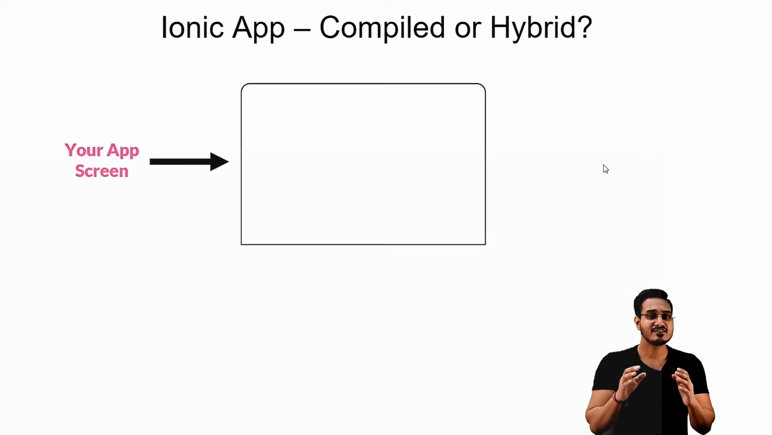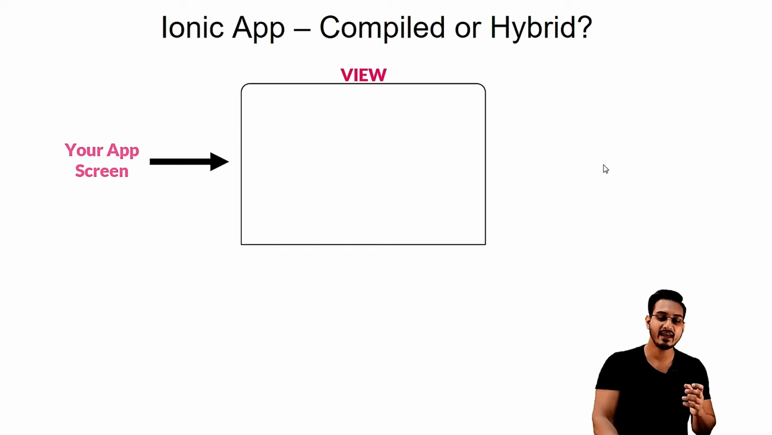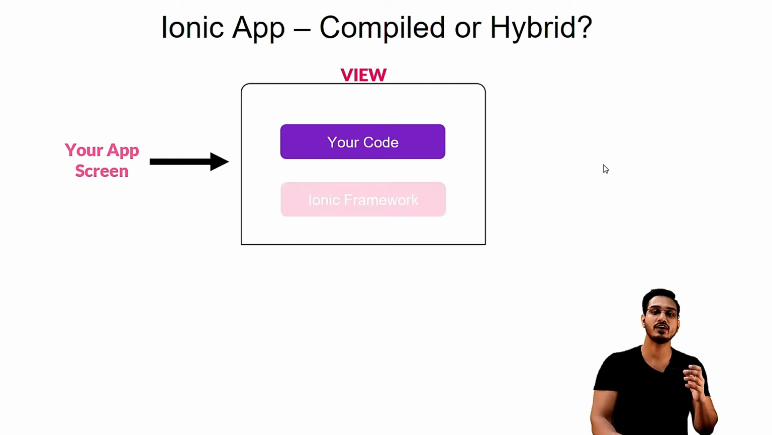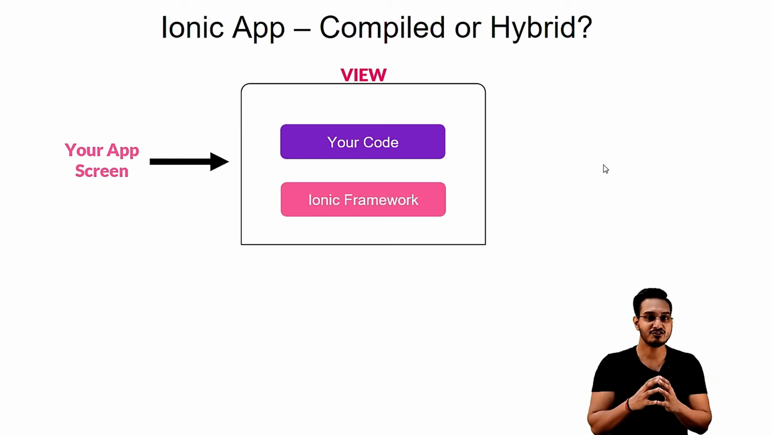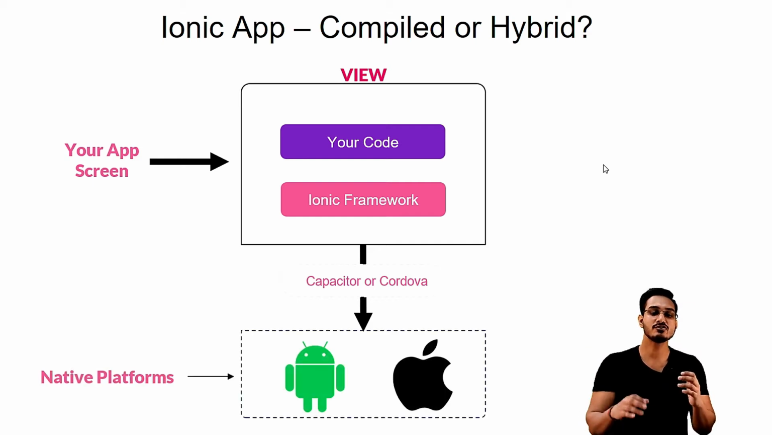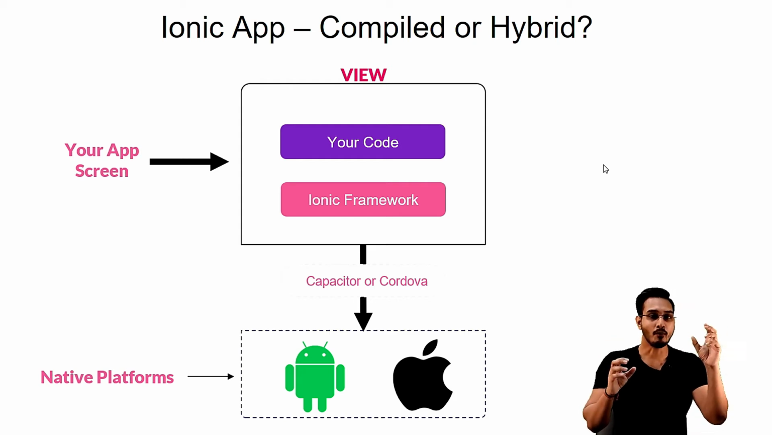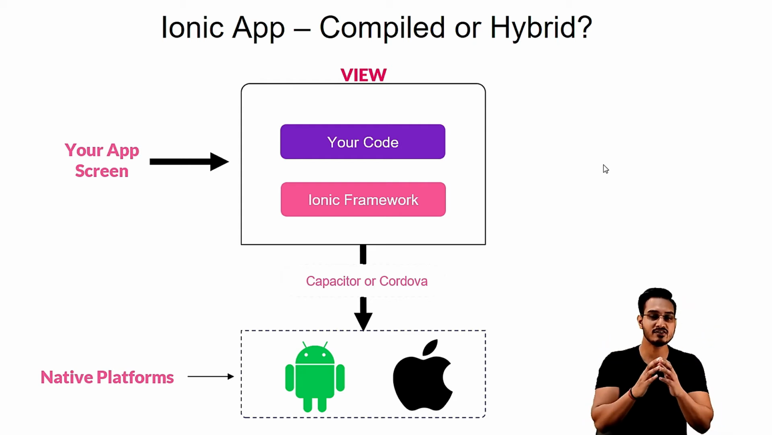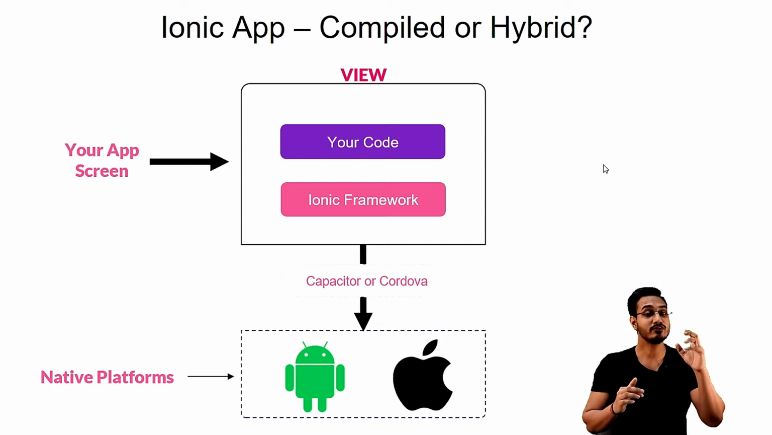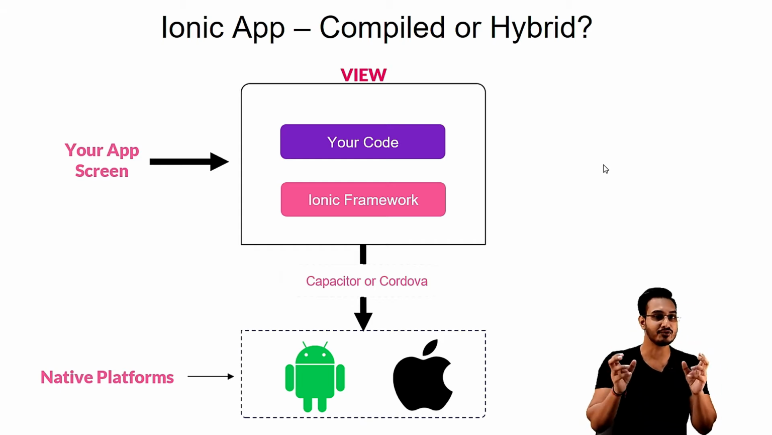Now at first, let's assume that this is our app screen, and this is called a view that we see on our mobile devices. Within this we have our code and the Ionic framework, and with that, using Capacitor or Cordova as a bridge, we produce native applications such as Android and iOS. We can even create web apps for PWAs and desktop applications also. But here, the compiled and hybrid distinction is only applicable in the case of native applications, definitely for Android and iOS. So let's look at that.